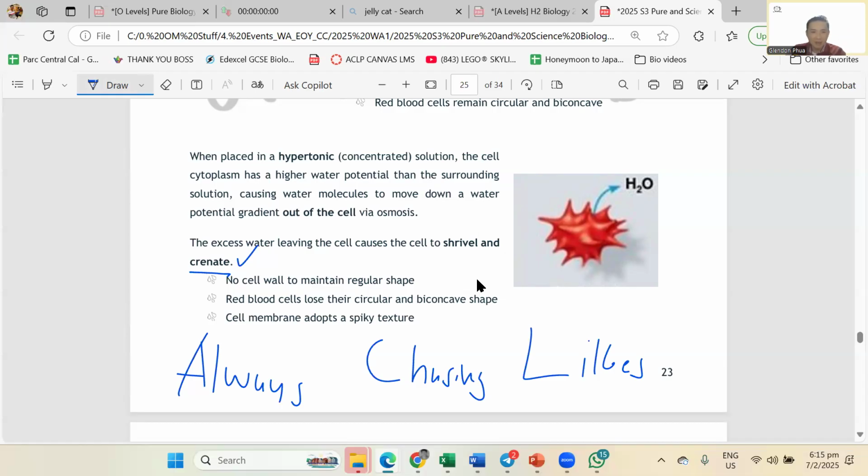Animal cell, crenate, lyse. So in case it's not clear to you, animal cell, crenate, lyse. So for my animal cell, I either use the word crenate or lyse. Okay, lyse means burst, crenate means shrink. Then because you're Gen Z, that's easy for you.